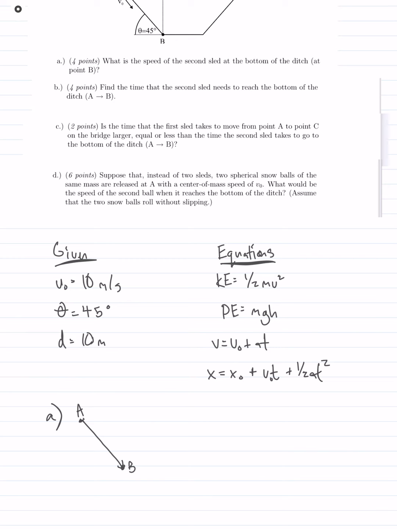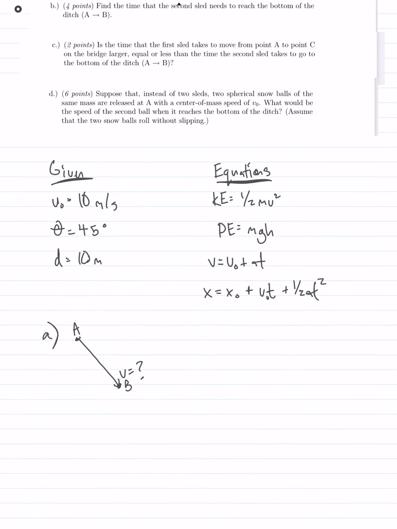So we have some velocity, and the velocity is equal to what? Now, like I said earlier, we're going to use conservation of energy for problems. So that conservation of energy simply states the initial energy is equal to the final energy. It also means that the initial kinetic energy plus the initial potential energy is equal to the final kinetic energy plus the final potential energy.